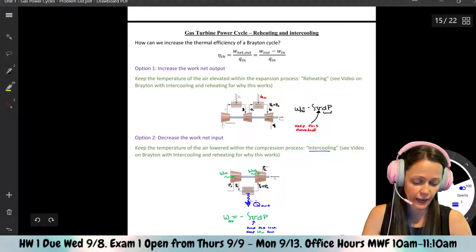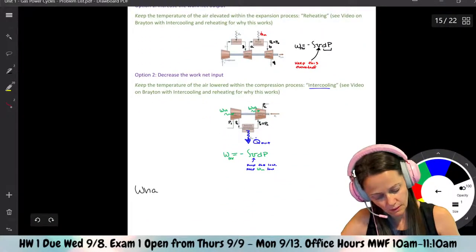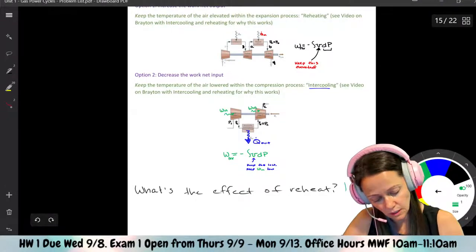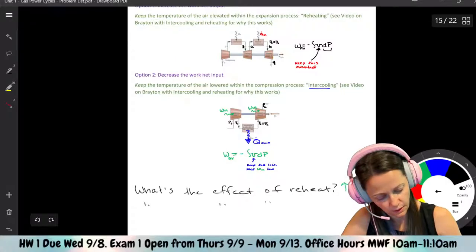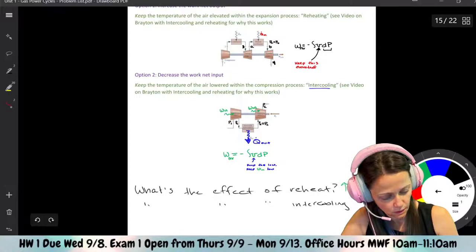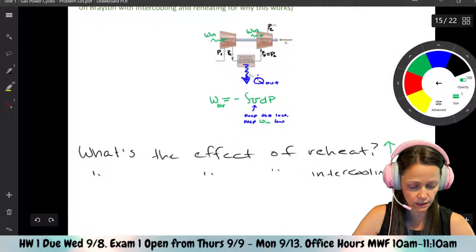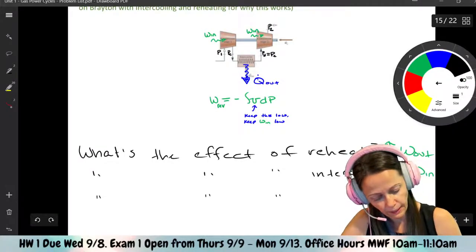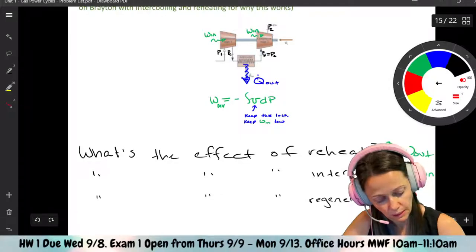So a good conceptual question for me to ask is, what is the effect of reheat? The effect is that we increase work output. The effect of intercooling is that it decreases the work input that we'd have to provide. So that's multi-stage compression with intercooling. And then, of course, we can throw back to what we talked about on Wednesday. The effect of regeneration is that we decrease the amount of heat that we have to put into the cycle.